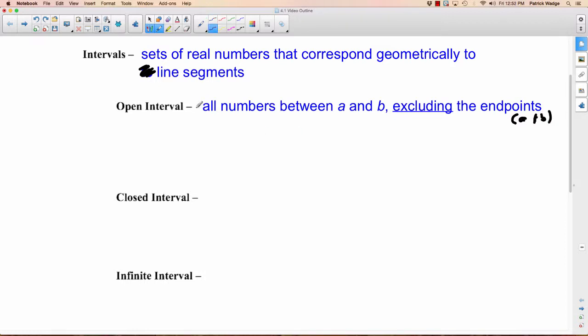A and b. So there's two ways you could write this. You could say a comma b with circular brackets like this, and that means from a to b, but not including a and b, everything between those two numbers, right? And the other way you could do it is you could write it like this. A is less than, let's call it x, which is less than b, and you're familiar with this.